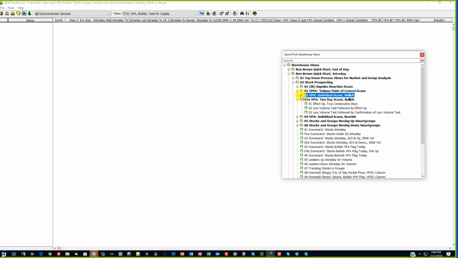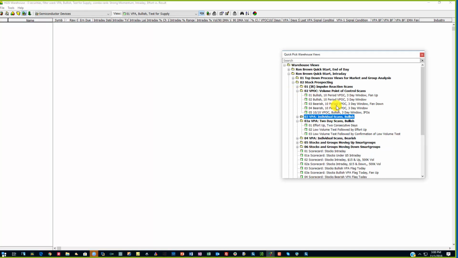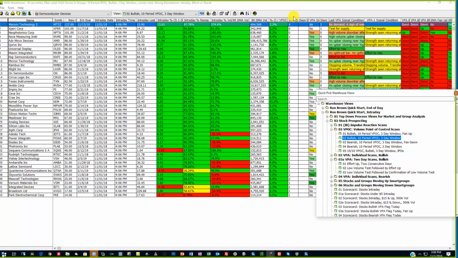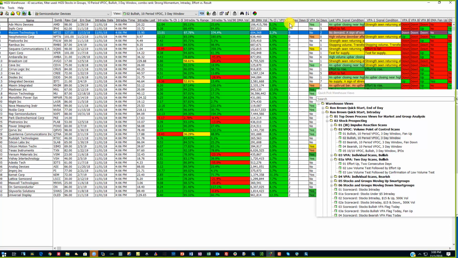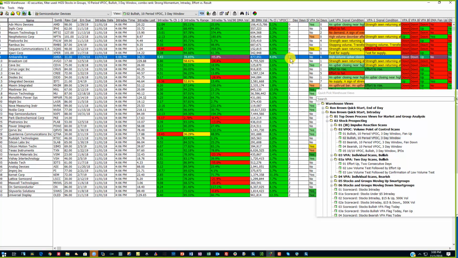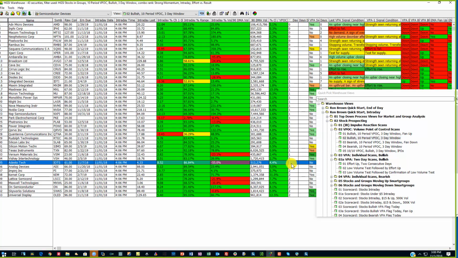You can scan this way. I think the volume point of control is a better way to do it because you're going to get a wider selection, and you can just sort on this to see which ones were firing on the day. So this fired last night. All of these fired last night. These fired the day before, and these fired a day before that.